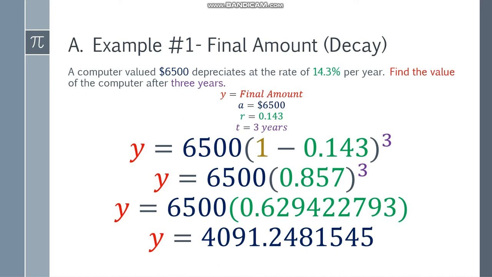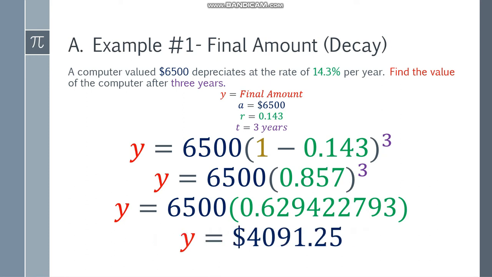Now, so find the value of the computer after 3 years. Dahil money or presyo, you just have to take 2 decimal points. So, that will be $4,091.25. Alright, so punta tayo sa next problem.